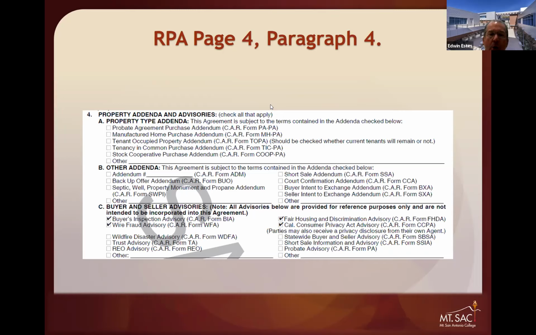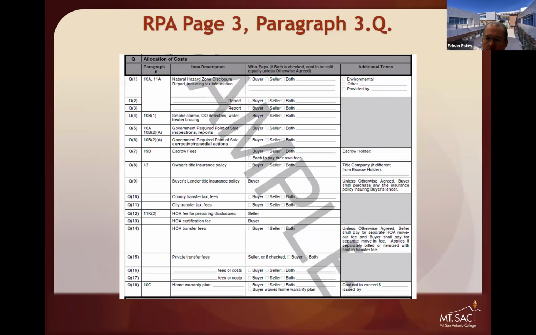So Monica wants to know, where can we put the buyer's agent to pay for home warranty? Let's go back to the grid. Go down to 3Q18, buyer's home warranty. Go to column 4. You just simply check the seller box there. All right. So the buyer pays for it, seller pays for it, both pay for it.